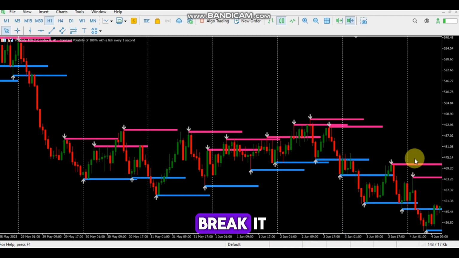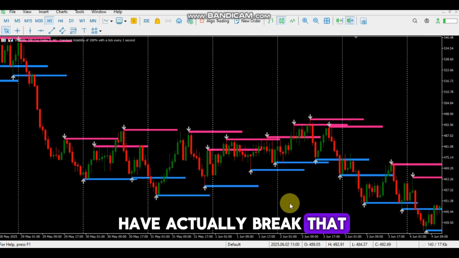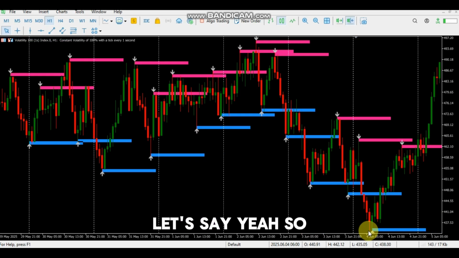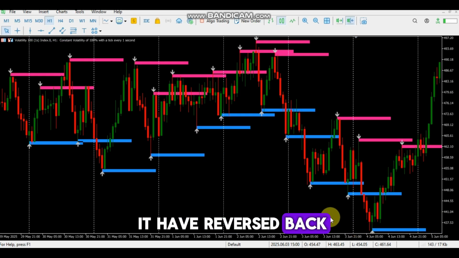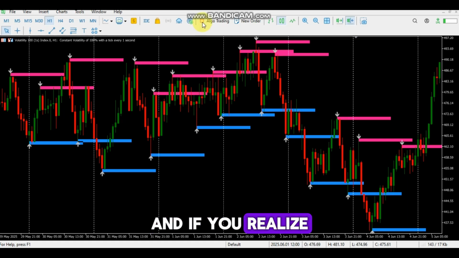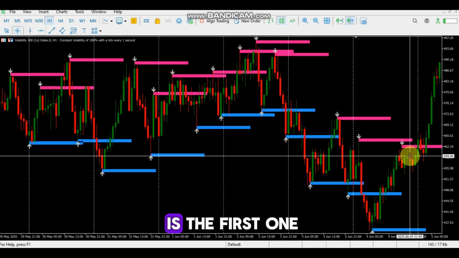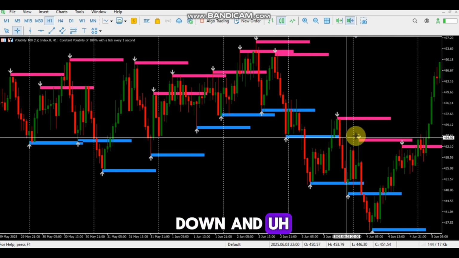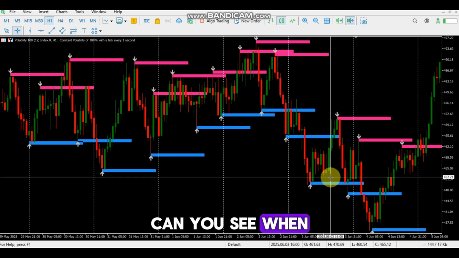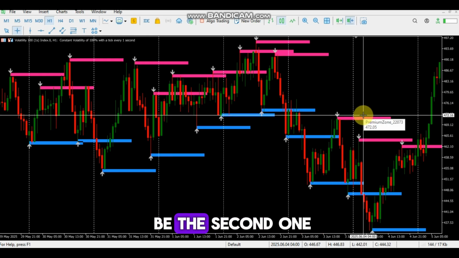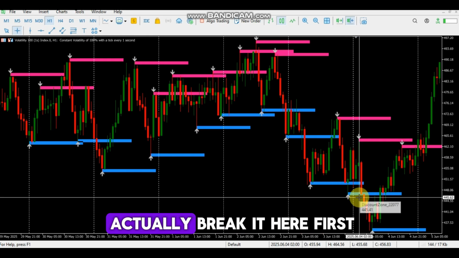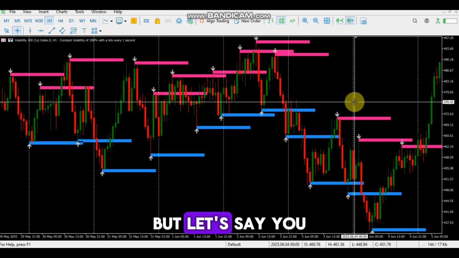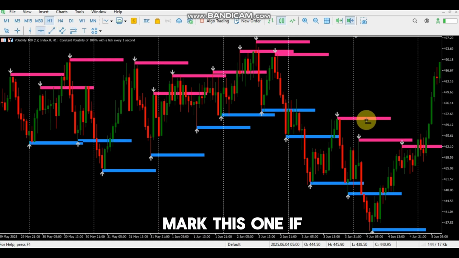Since it actually broke it here, can you see it has actually broken the other one here? It has reversed back in this zone. If you realize something with this place, this is the first one that broke it down, and when this one breaks it, this one will be the second one. It actually breaks it here first, and this one also comes down to break it. But let's say you mark this one.